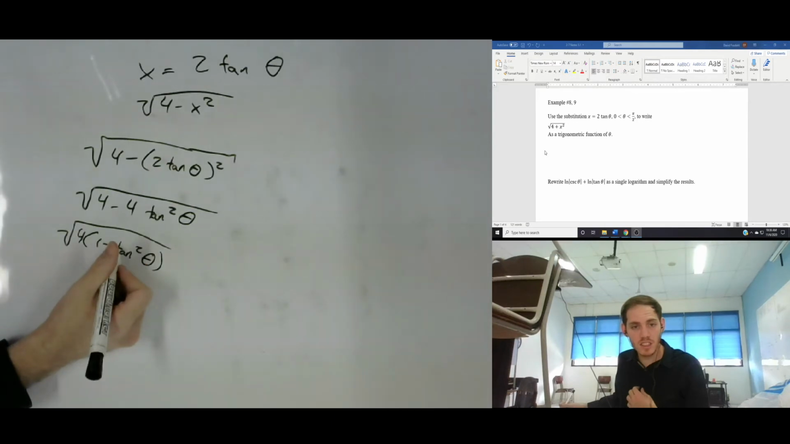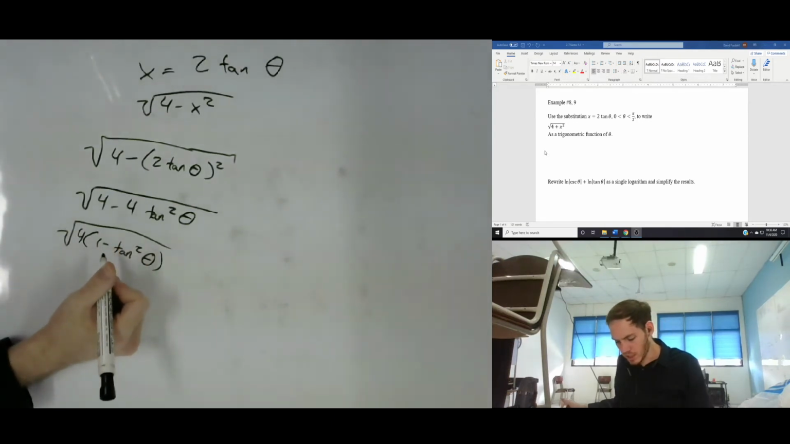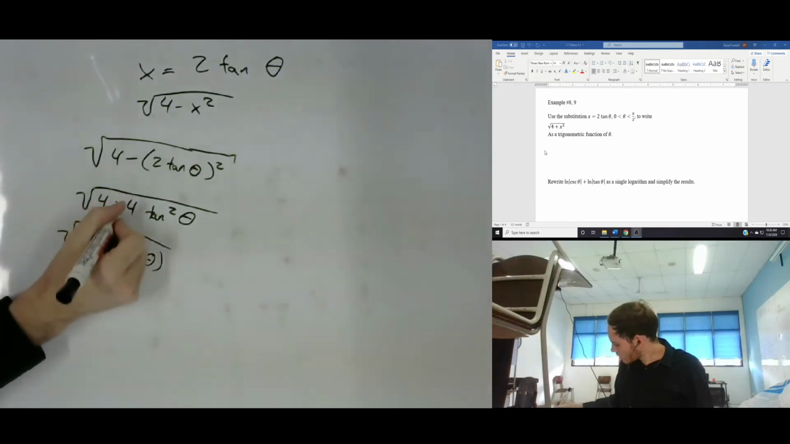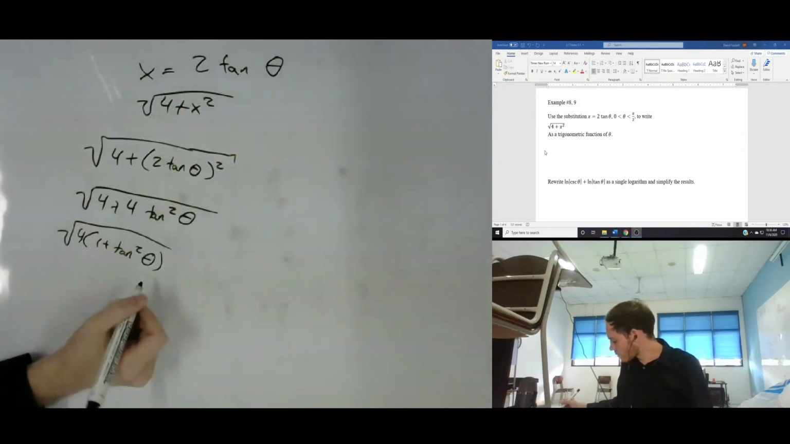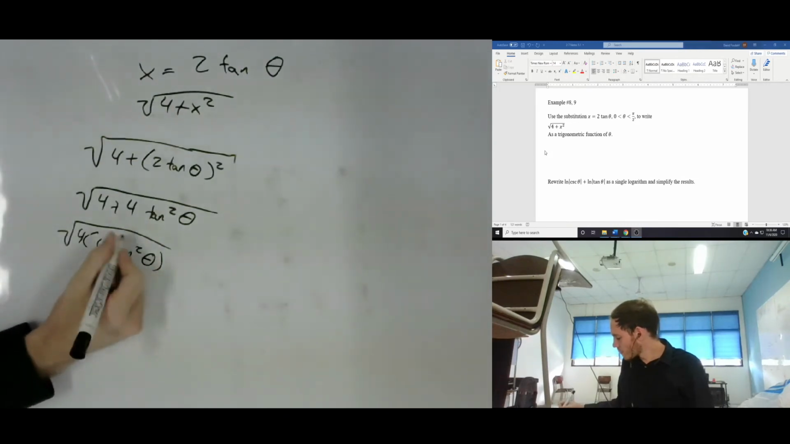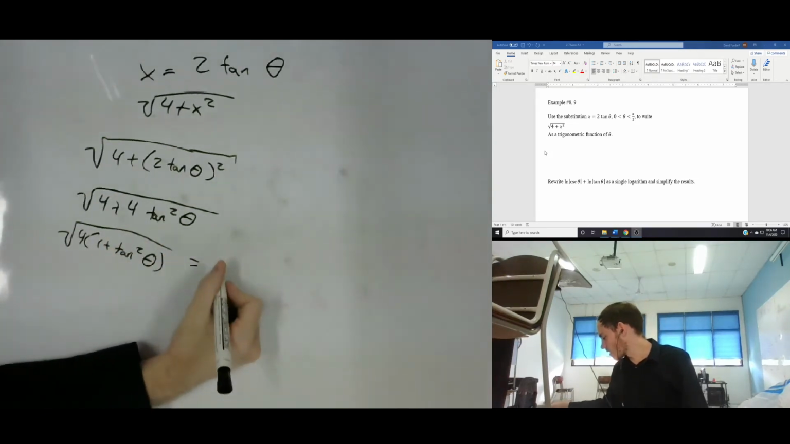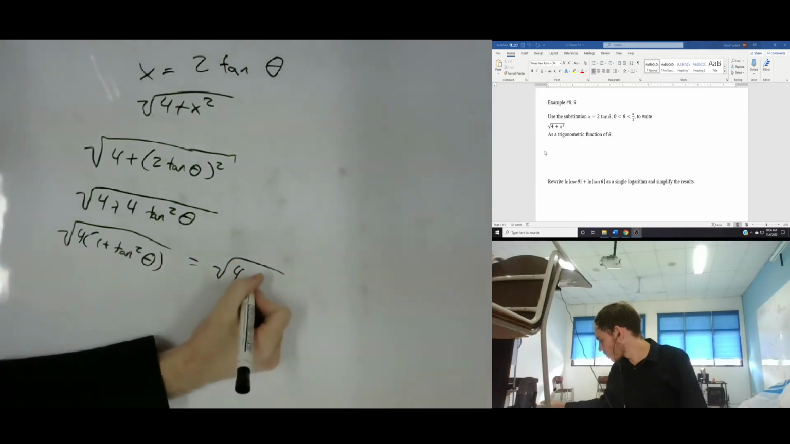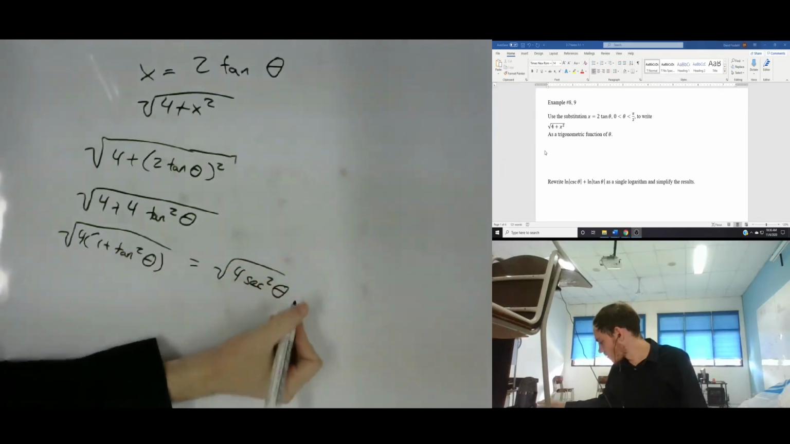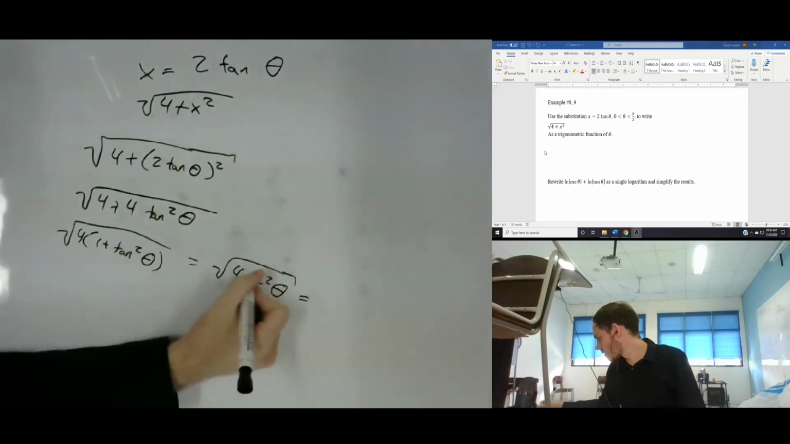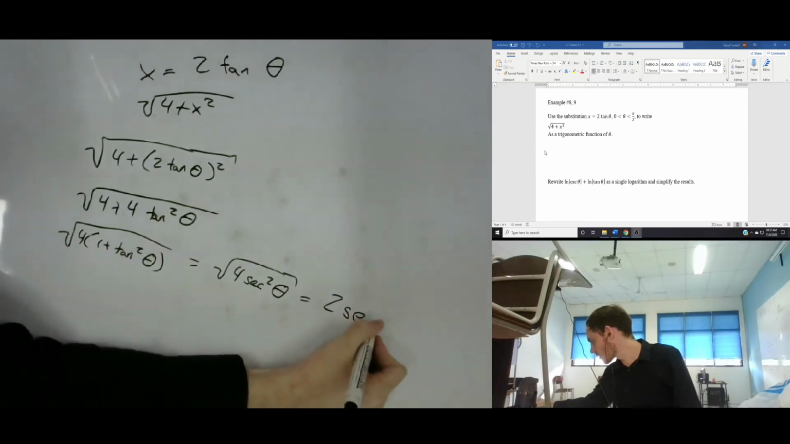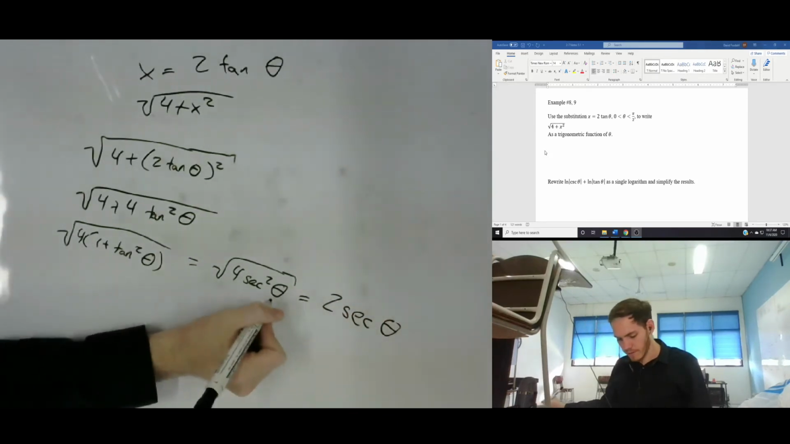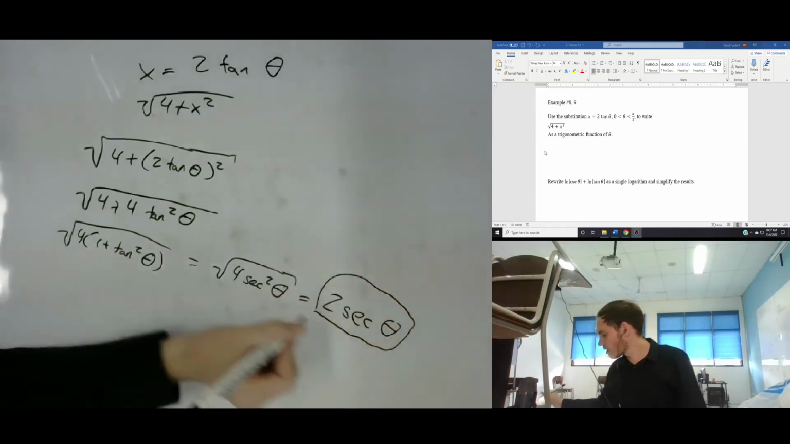Is there any function that works with 1 minus tangent squared theta? Sorry, this should be 1 plus. That makes sense. I changed it to minus. I was like, this isn't going to work. Okay, plus. So this is all plus. 1 plus tangent squared of theta is something we know. So we get 4 secant squared of theta. Okay, it's going to be square rooted. So we get 2 secant of theta. Okay? So that would be our answer right there.